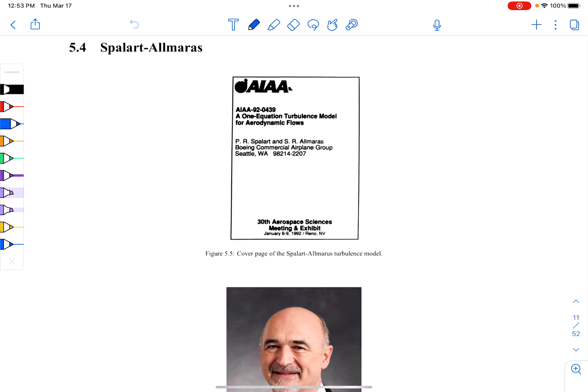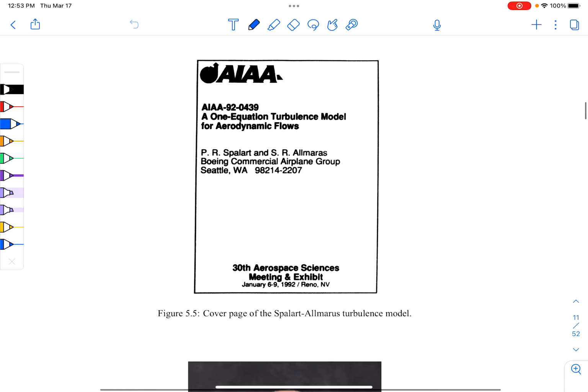It was inspired by a lot of the previous efforts, including the work of Baldwin and Barth, which I mentioned last time. So let's just look at the major things. I'll try to hit the major points, and we'll look at the paper itself maybe Tuesday near the end of class. So here's the cover page.